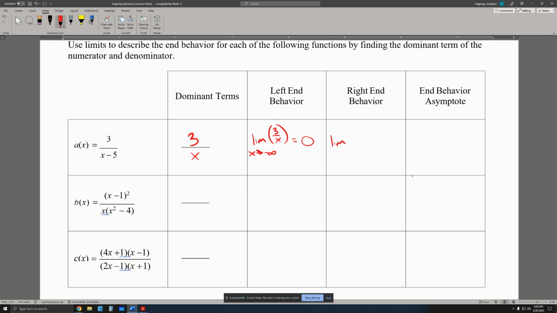On the right-hand side, the limit of 3 over x as x approaches positive infinity. As we plug in increasingly large positive values for x, we have 3 over very large quantities. We have that this approaches 0 as well. So for the end behavior asymptote, both the limits agree, so we have y equals 0.